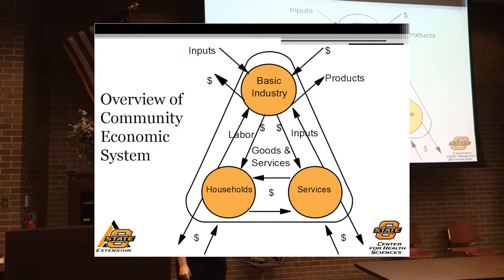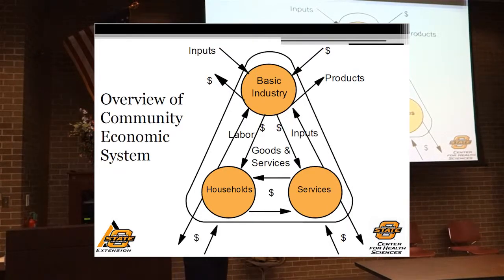Just to give you a brief overview, input-output analysis is what we do to estimate the multiplied effects. Again, I think a triangle just with arrows explains it all perfectly. I'll use me as the example of kind of how we get from A to B here. The basic industry would be Oklahoma State University. I would represent the household sector, and services, that's everything else that I buy in Payne County or in the Stillwater community. So I have an interaction with Oklahoma State University. They pay me, and I provide them labor.